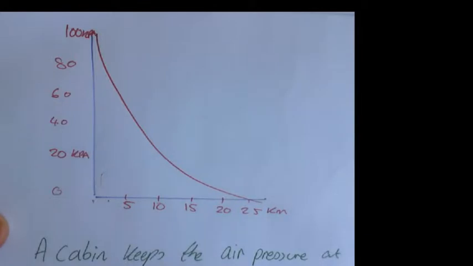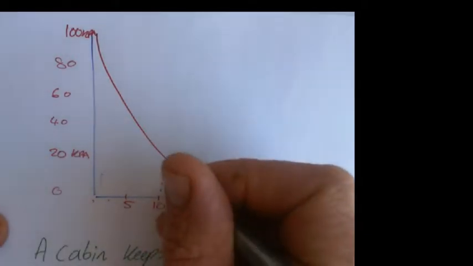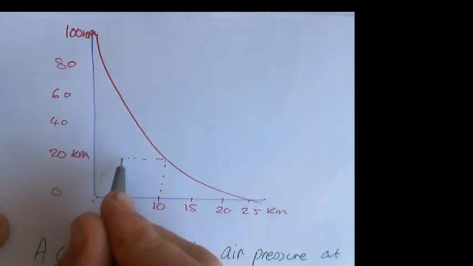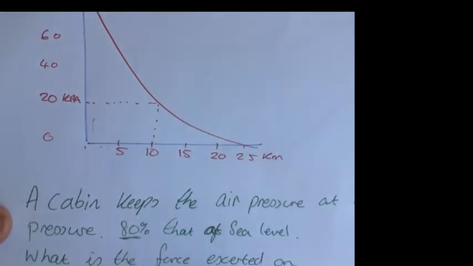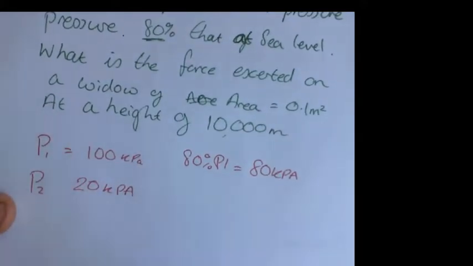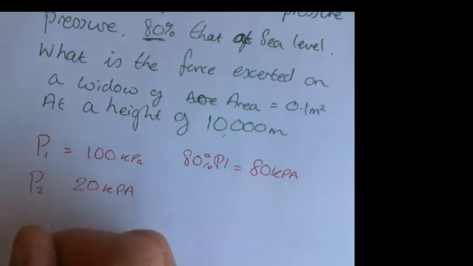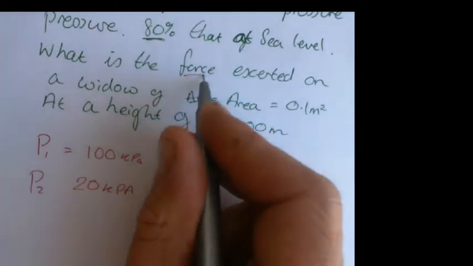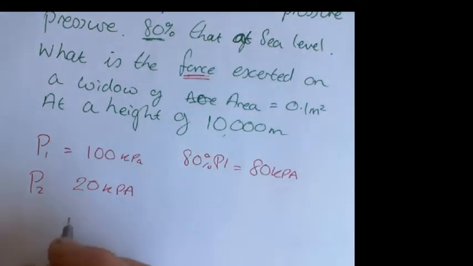Okay, pressure 2, that's the pressure on the outside of the window. Well, I've said that I am at 10,000 kilometers, so I'll go up to 10,000, and I go along, and that tells me that pressure 2 is 20 kilopascals. So what I need to know is what's the difference in pressure. If I know the difference in pressure, I know that I'm trying to work out the force.